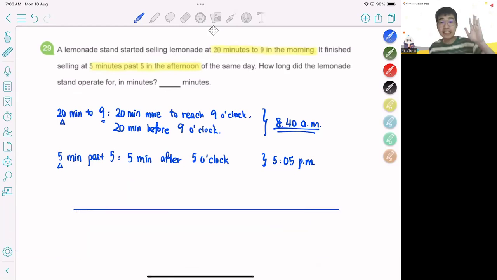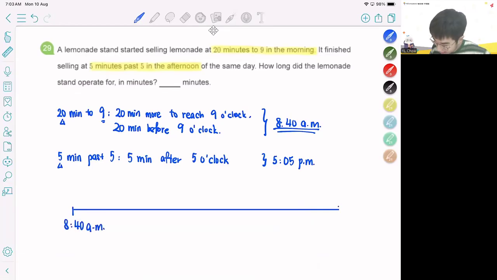Okay, so let's start from our starting time, 8:40 a.m., and our ending time is 5:05 p.m. When we are finding duration, is there any way that we could do to save our time and be more accurate? Actually, there is, right? All we need to do is to shift to the nearest o'clock. So from 8:40 a.m., what is the nearest o'clock?